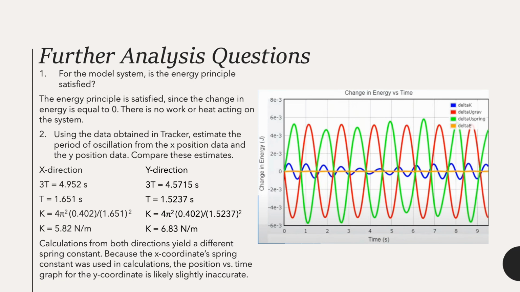The period of oscillation for the x direction indicates that there is a time interval of 1.65 seconds, and when these calculations are done, the spring constant is 5.82 newtons per meter based on the x direction graph. However, for the y direction graph, the period of oscillation takes place in 1.52 seconds. So when the spring constant is calculated, we get 6.83 newtons per meter. Calculations from both directions yield a different spring constant. Because the x-coordinate spring constant was used in the calculations, the deviation with the y direction spring constant likely caused some inaccuracies.